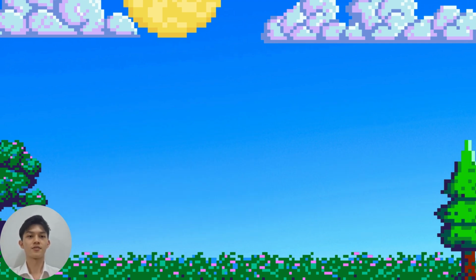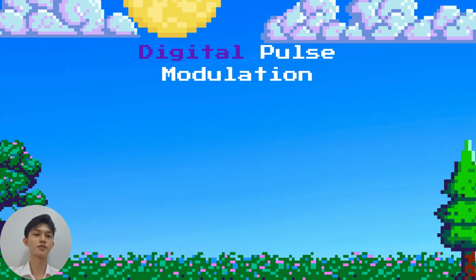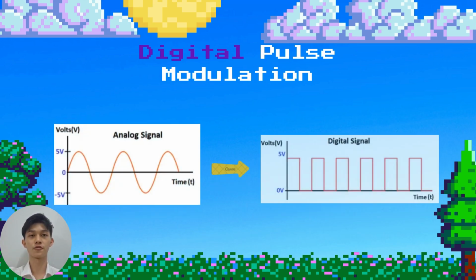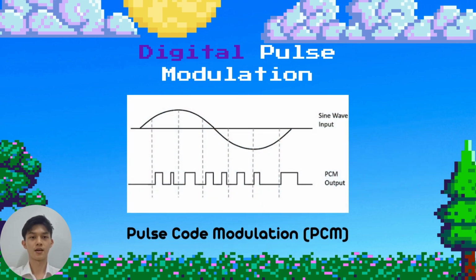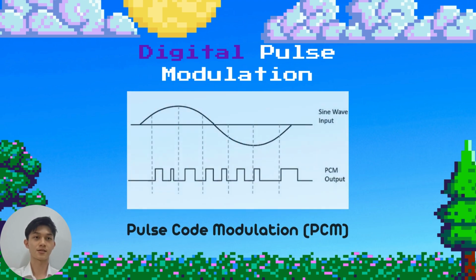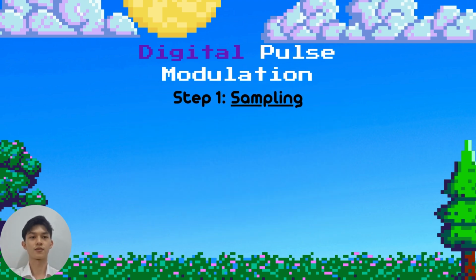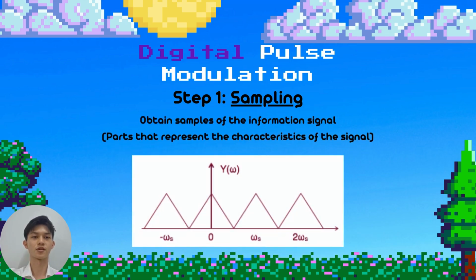On the other hand, digital pulse modulation involves converting analog signals into a digital format. The most common method is pulse code modulation, which involves three key steps. The first step is sampling, which converts analog signals into discrete form by obtaining samples of the information signal, which represent the characteristics of the signal itself.